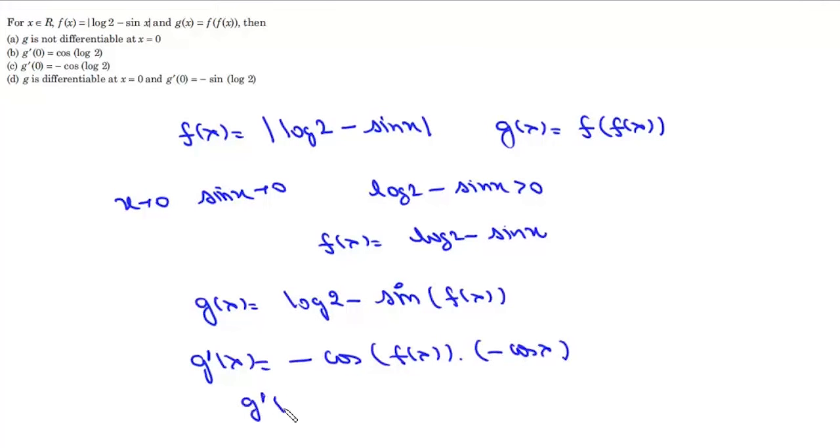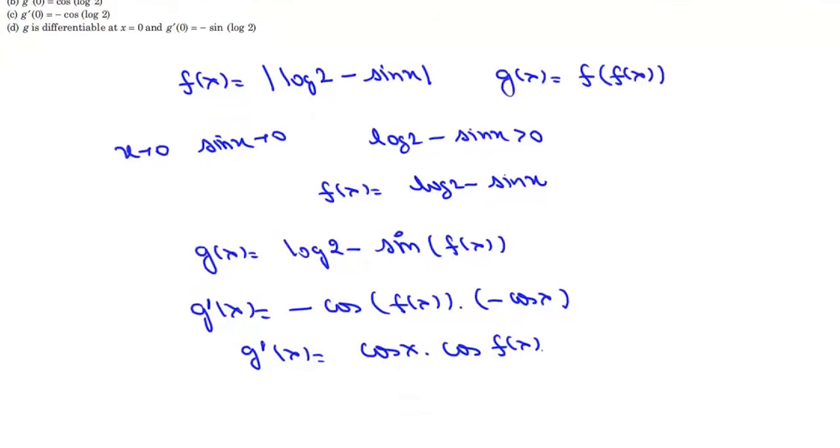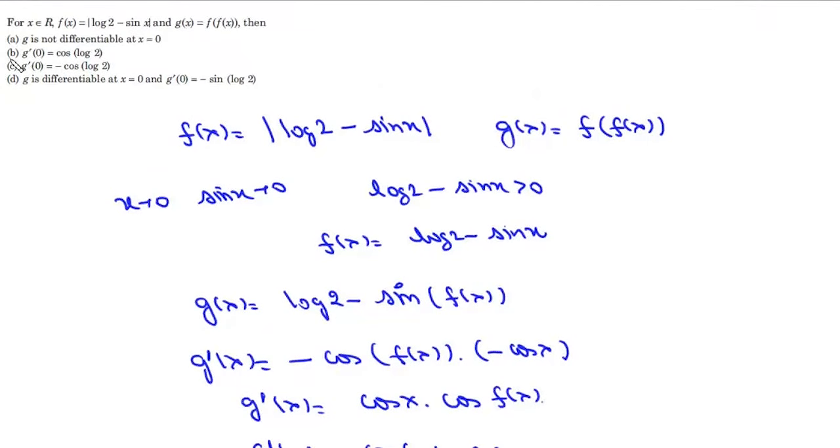So we can write g dash x as cos x into cos f(x). Now if we put x as 0, we'll get g dash 0 equal, now cos 0 is 1, and this is cos f(0), and f(0) is simply log 2. So g dash 0 is cos log 2, and that's your option B.